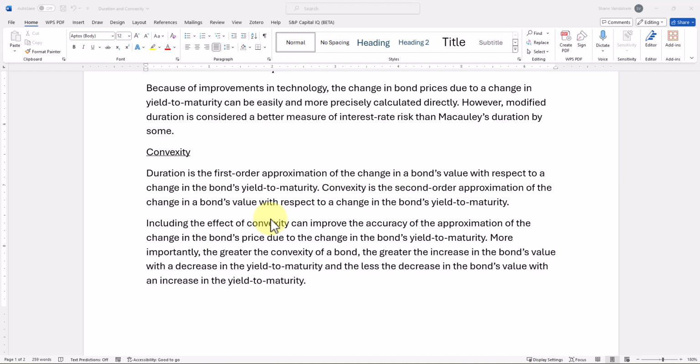to maturity. For bond investors, holding all else equal, they tend to like more convexity because, as I've stated here, the greater the convexity of the bond, the greater the increase in the bond's value with a decrease in the yield to maturity, and the less the decrease in the bond's value with an increase in the yield to maturity. In other words, as interest rates change, the greater the convexity, the better the outcome to the investor. I'm going to show you how to calculate it for our sample bond, and then what it looks like for actual bonds. Okay, so let's go to the spreadsheet.